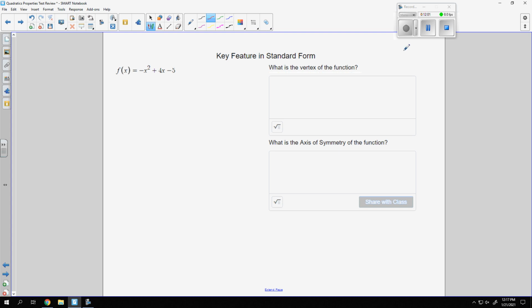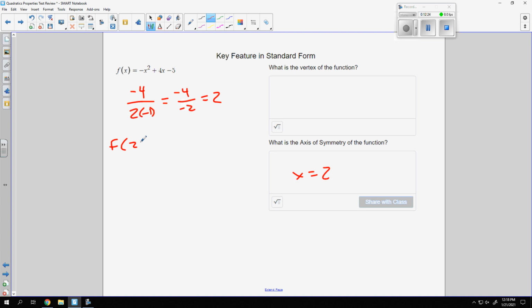All right, again, some standard form key features. Let's find the axis of symmetry first. Negative b over 2 times a. Negative 4 over negative 2 should be a positive 2. I'm going to plug that value in.